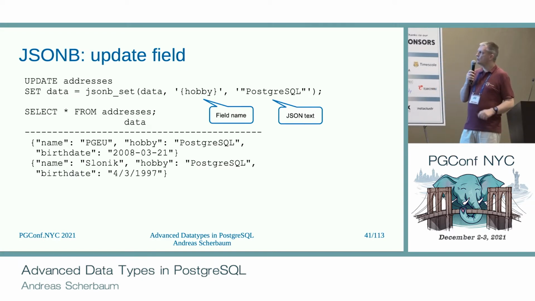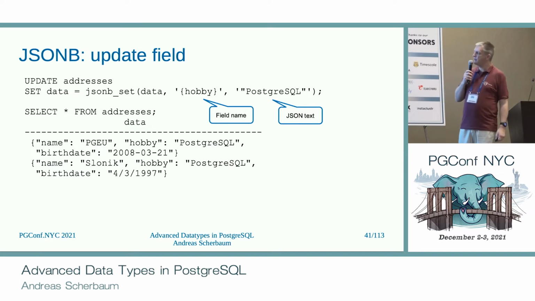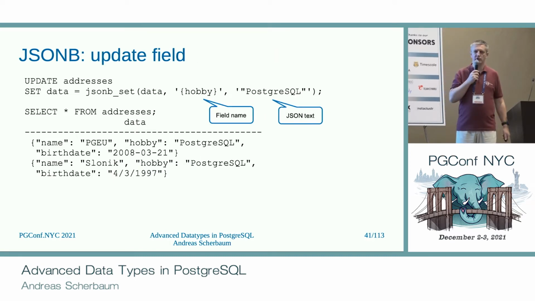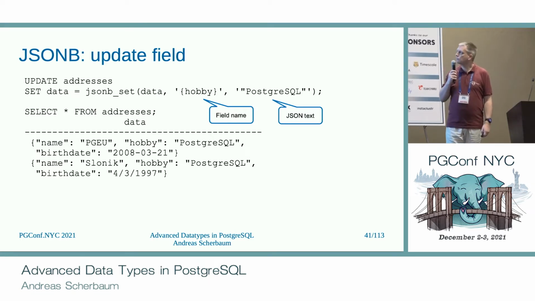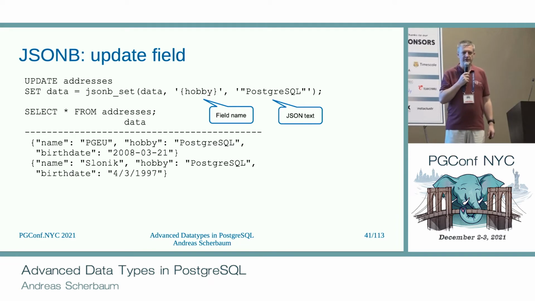I can do jsonb_set to update fields. So I need to specify my field name. And again, specify some JSON text here. So we have single quotes, double quotes for JSON. And I can update my hobby from databases to PostgreSQL, making it more specific. Any questions about JSON and JSONB?